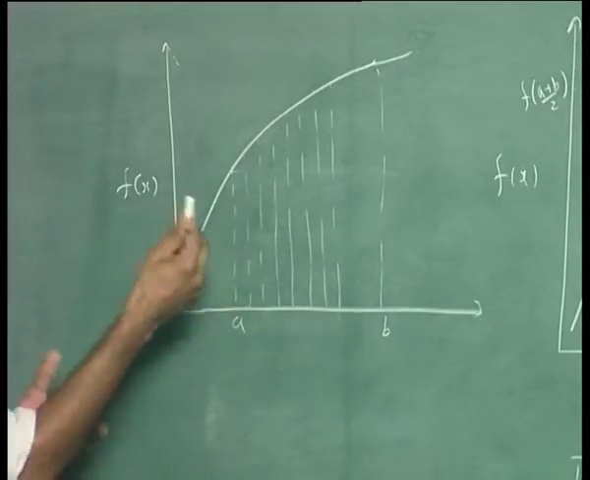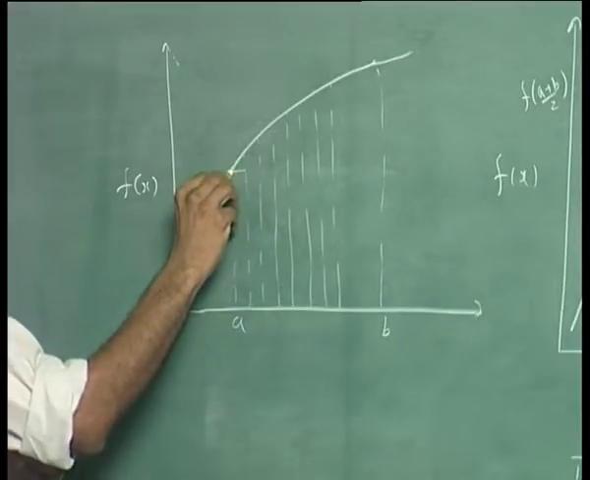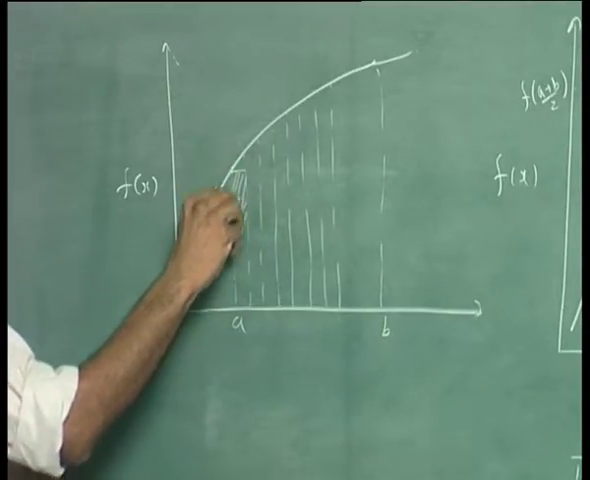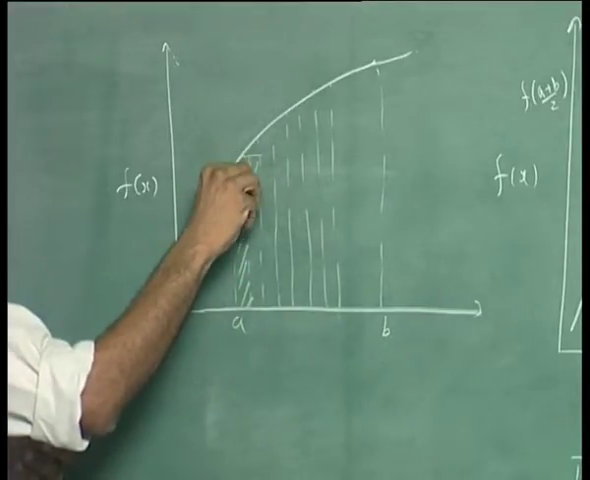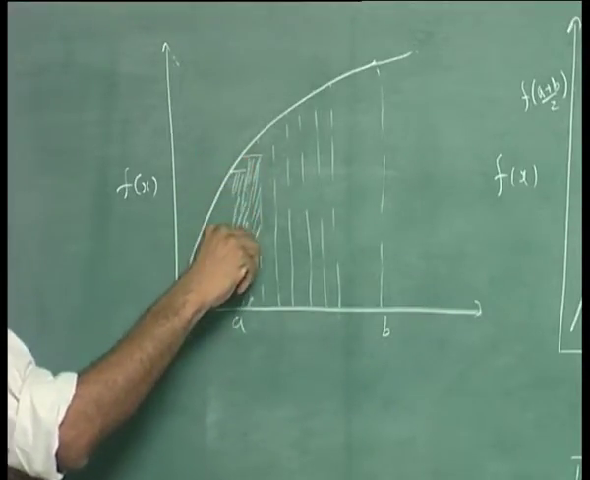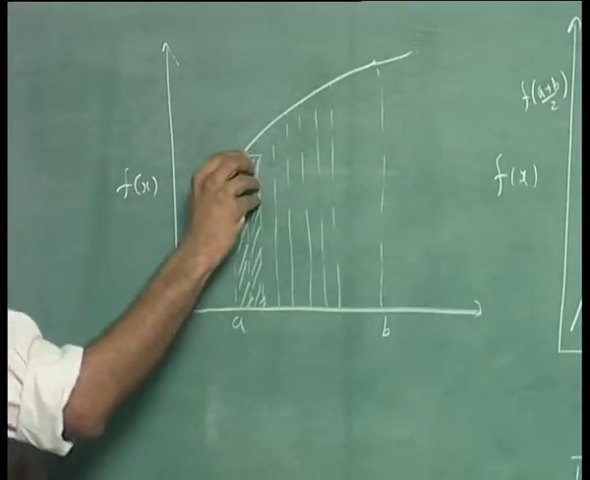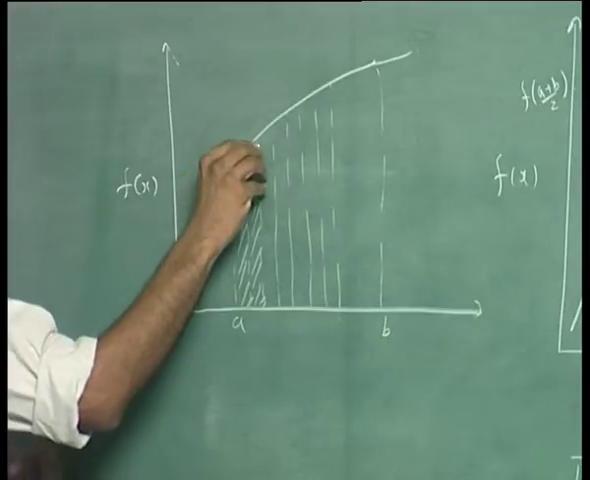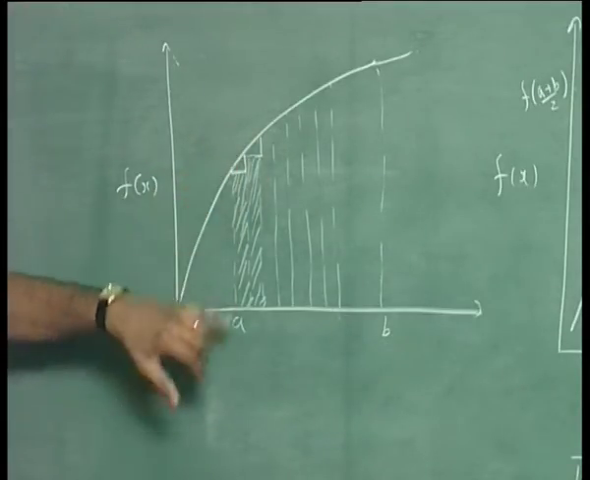So if I use the rectangular rule here, I will do this particular area first, and then I will do this particular area. I will still have an error because of these little boxes, little triangles, that will be left out. But it will be much less than the earlier case.